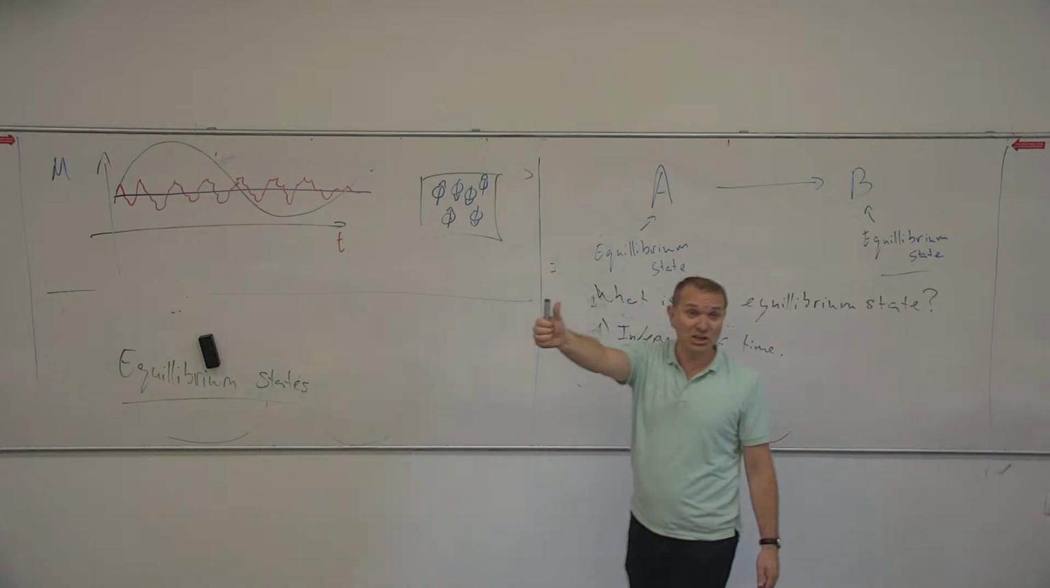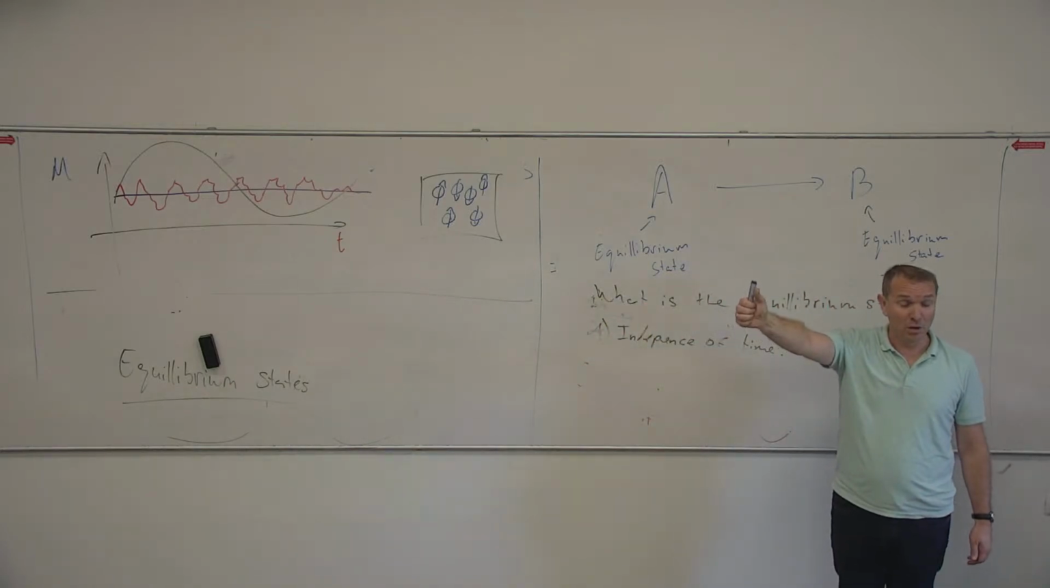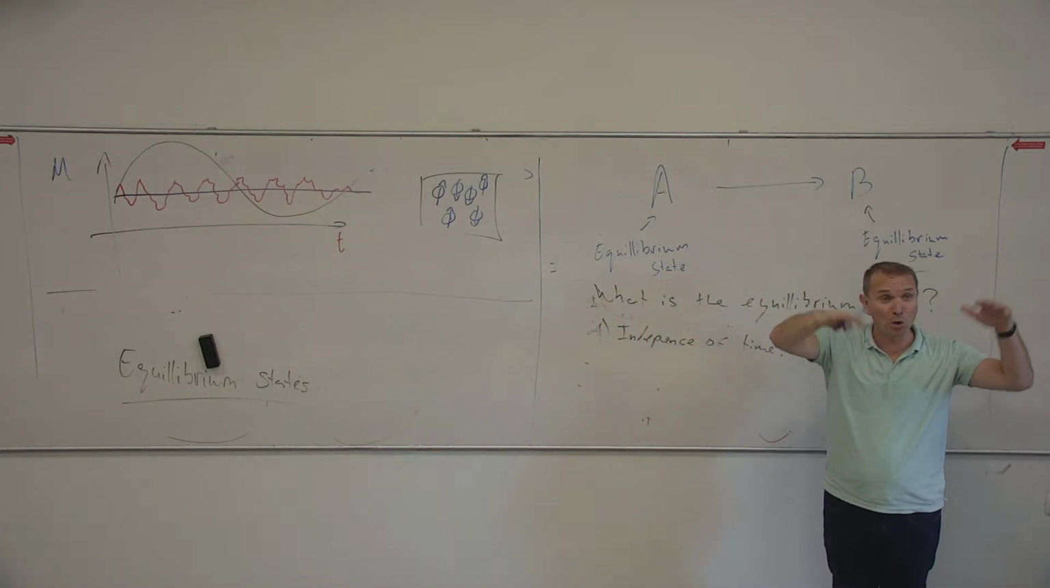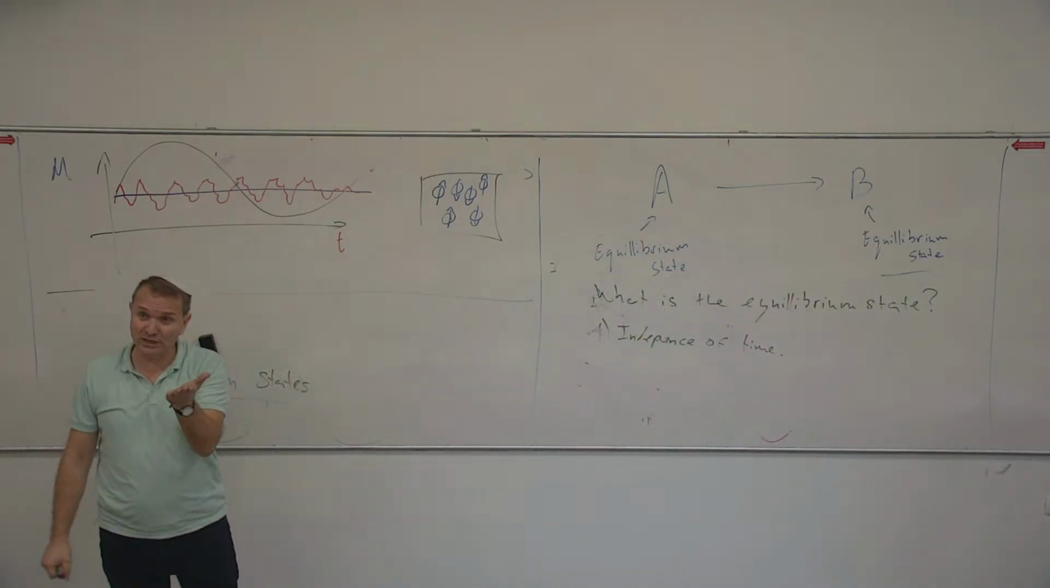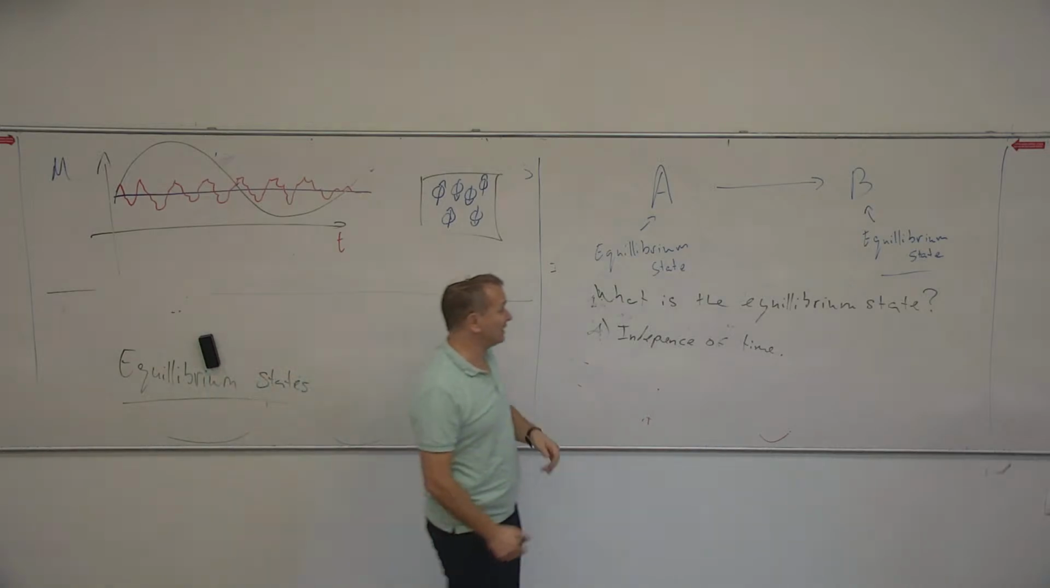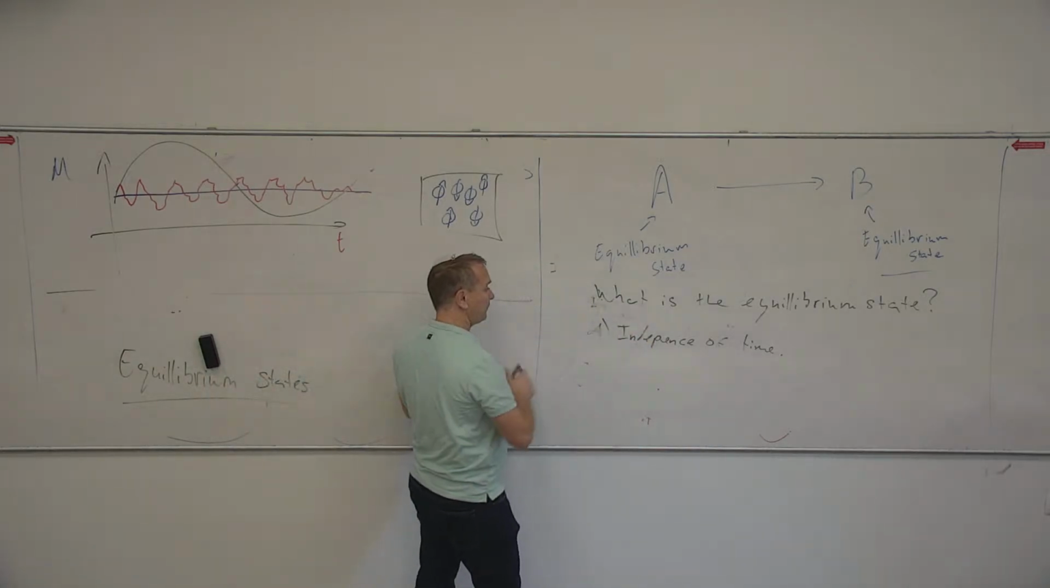Our energy is an average. Why again? Because all the different molecules are doing something, so the total energy always fluctuates. The average energy never does in equilibrium.